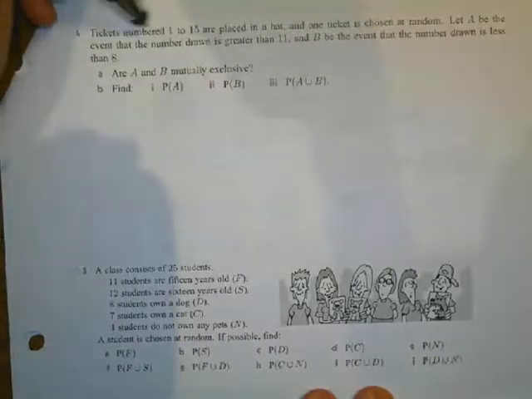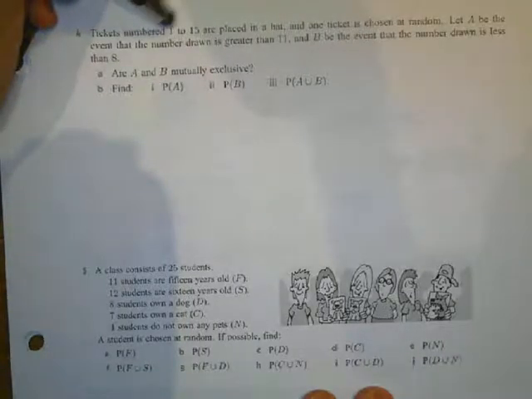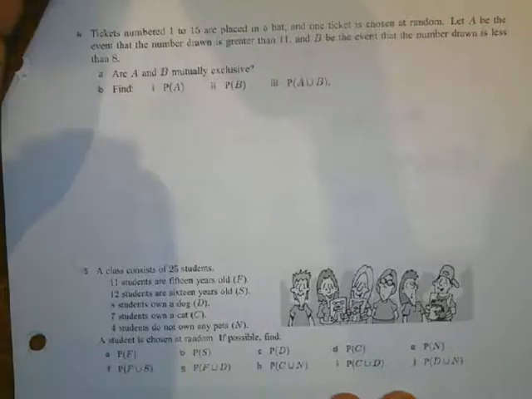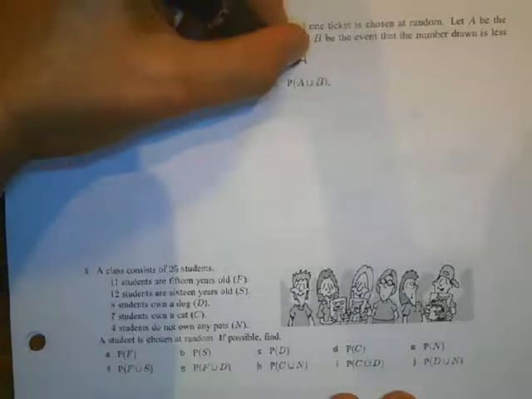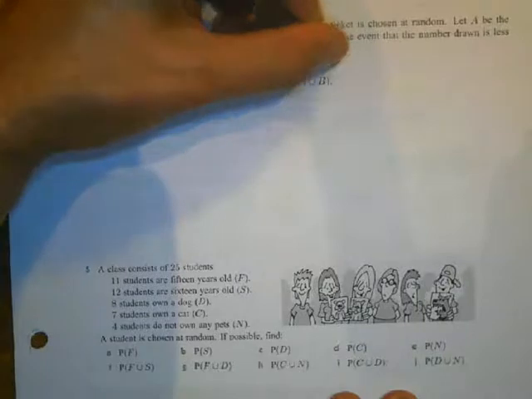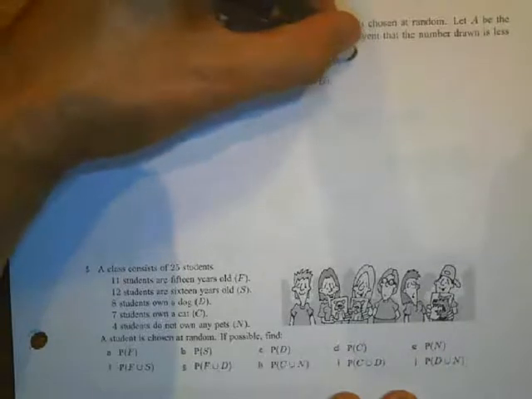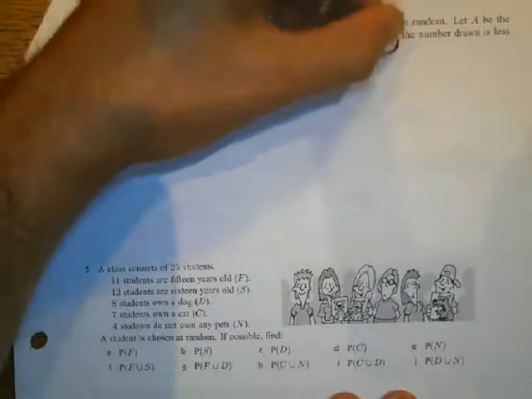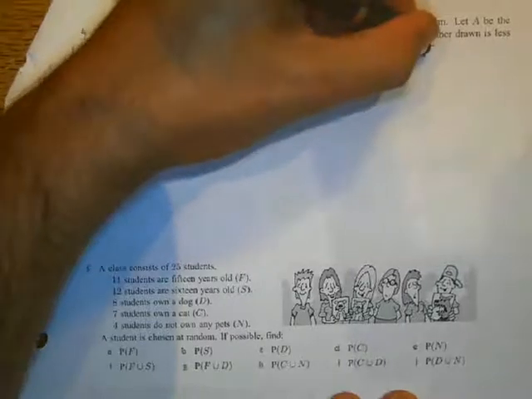Okay, so the tickets numbered 1 through 15 are placed in a hat. One ticket is chosen at random. Let A be the event that the number drawn is greater than 11. So the sample space for A is numbers greater than 11: 12, 13, 14, 15.